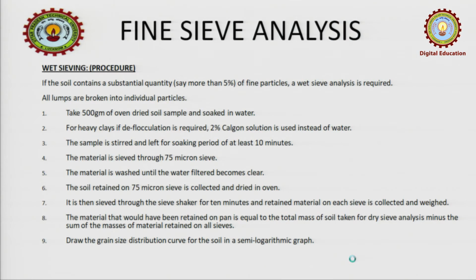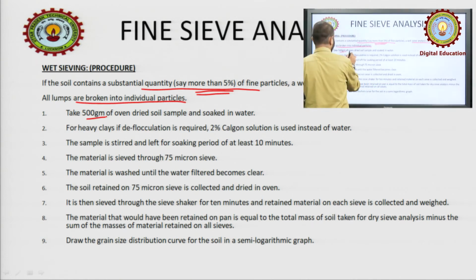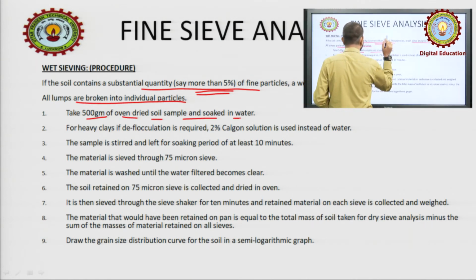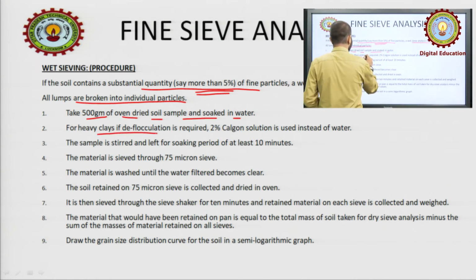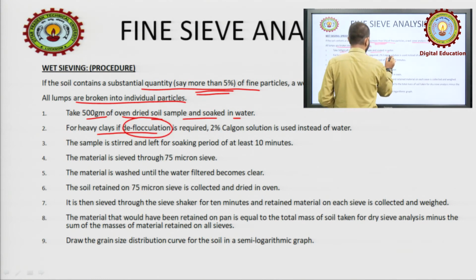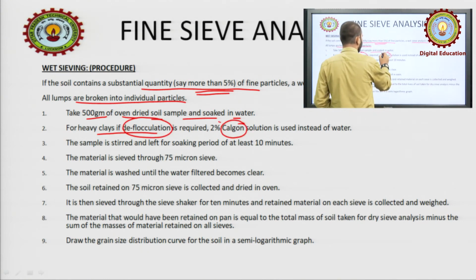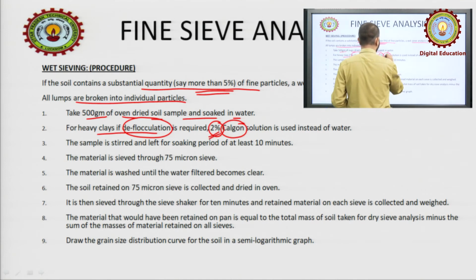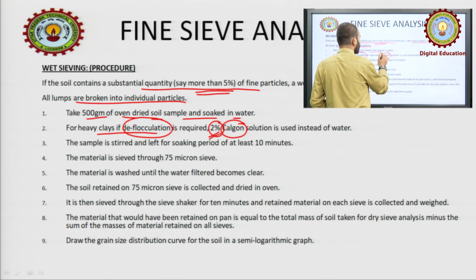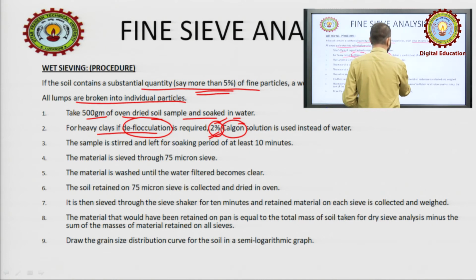Again in the wet sieve, what is the difference? Here the quantity of fines is more than 5%, hence a wet sieve analysis is required. So, what is done? First of all lumps are broken, then 500 grams of oven dried soil is taken and soaked in water. For heavy clays, deflocculation is done using Calgon solution. 2% is obviously the concentration, but what is Calgon solution?